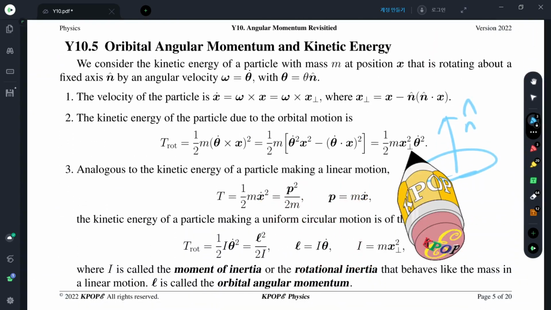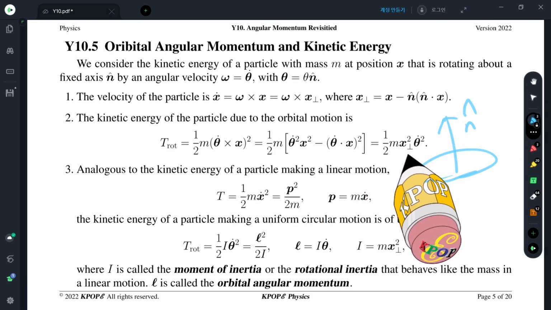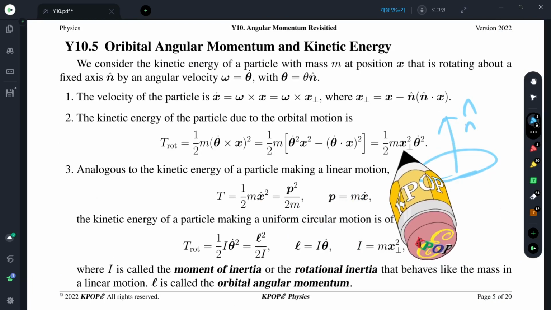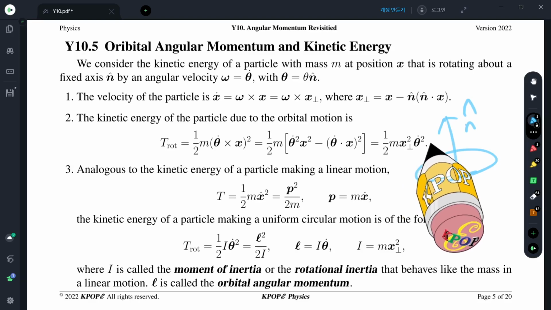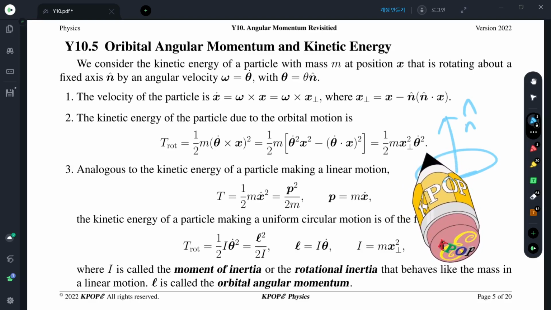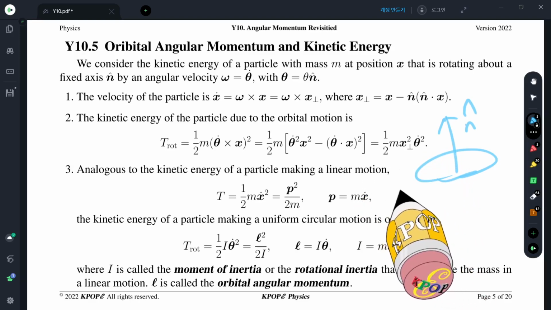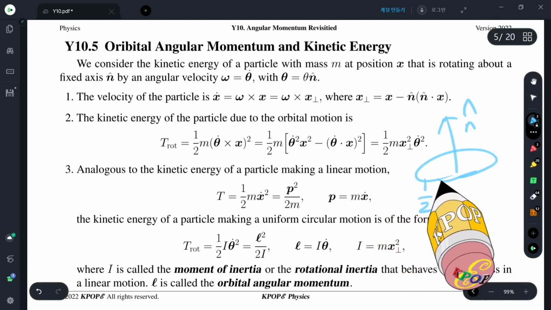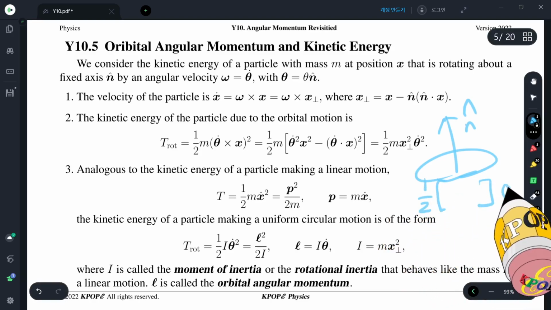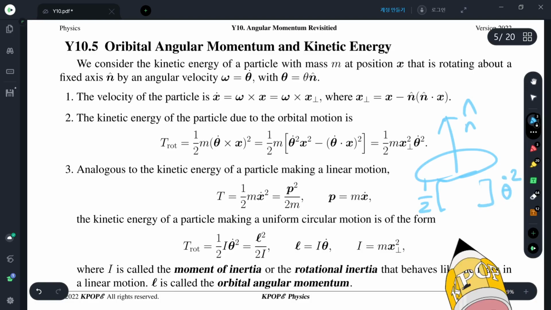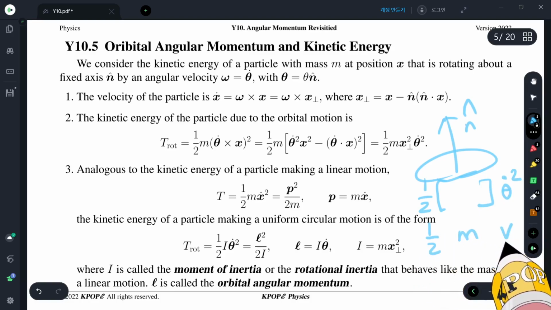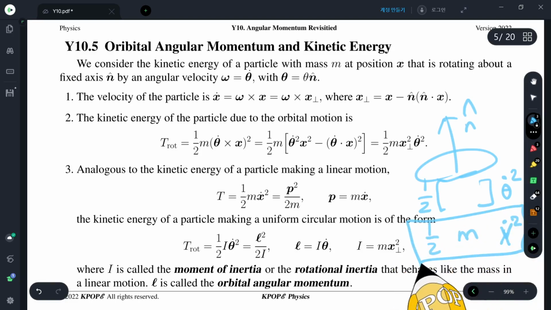That gives x perp squared. You can see x perp squared multiplies by theta dot squared. So in here, 1/2 something theta dot squared. 1/2 mv squared, that is x dot squared, is a normal kinetic energy.